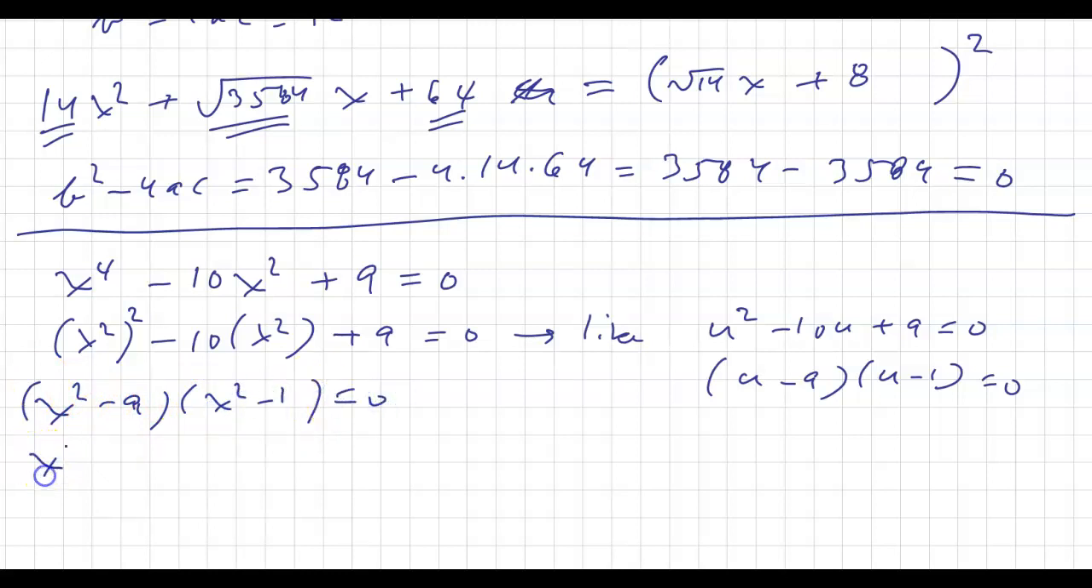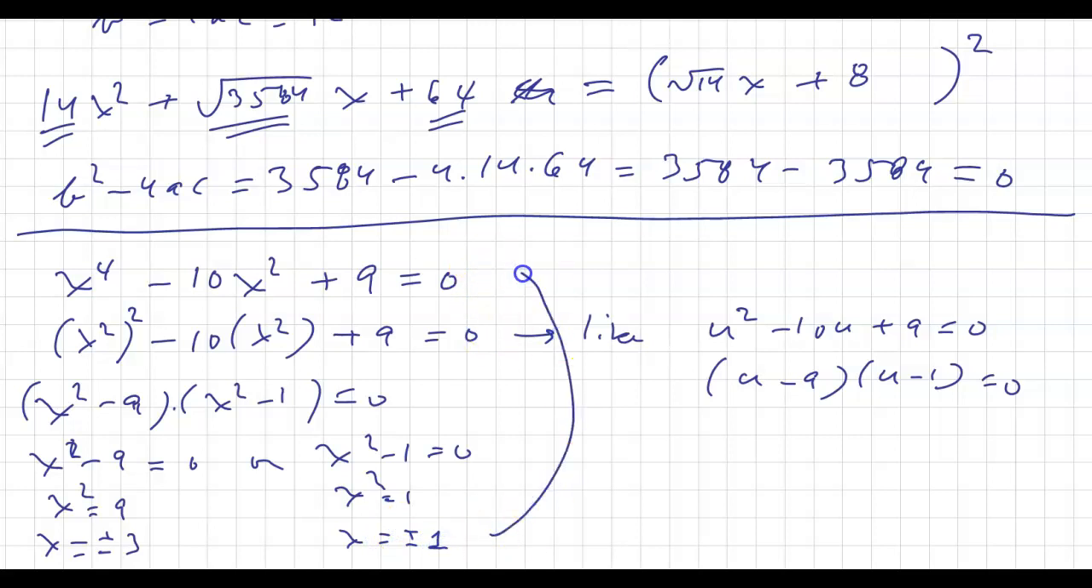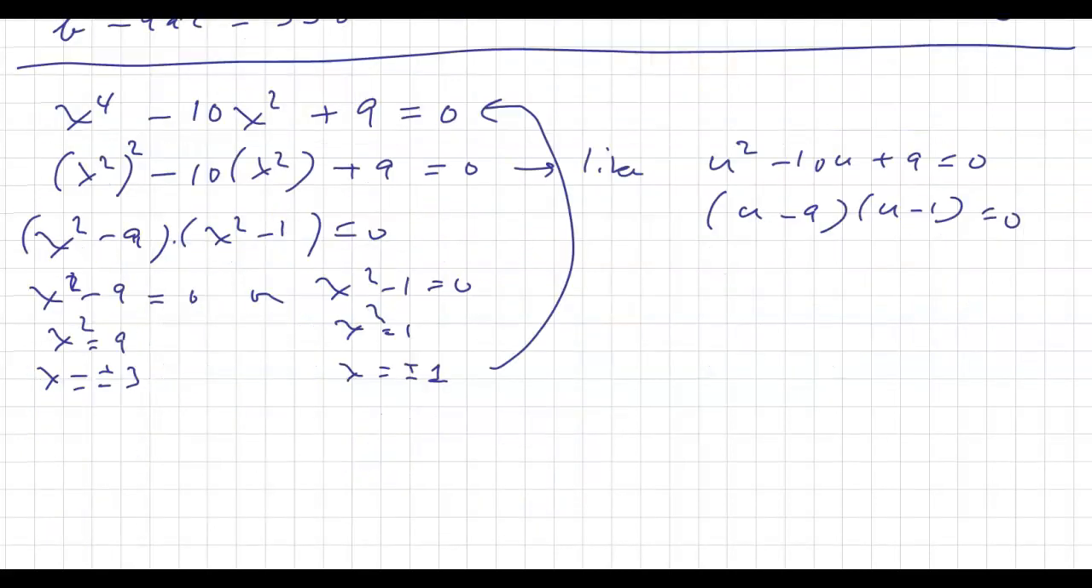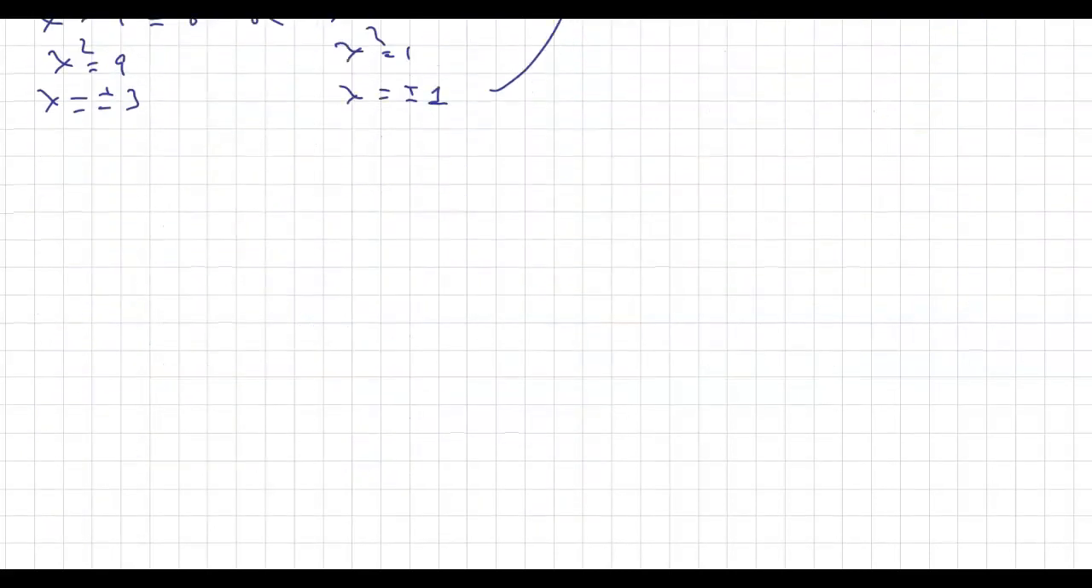And for those pieces, if the product is 0, one of them is 0. So either x squared minus 9 equals 0 or x squared minus 1 equals 0. So x squared equals 9 or x squared equals 1. So x, actually, there's 4 answers, plus or minus 3 and plus or minus 1. And those are the 4 answers to this equation. Now, most quartics aren't as easy as that. But we're going to build up. We have a few more before we get to the general case.